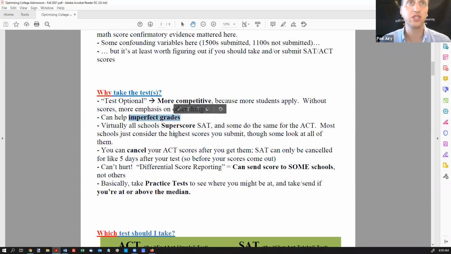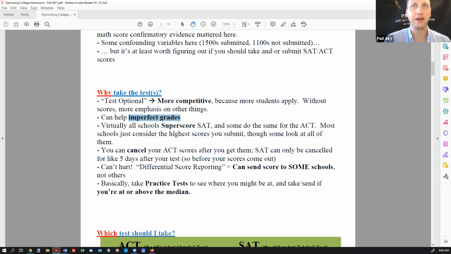Also, virtually all schools these days super score the SAT, which means you can take your best math score from one test and your best verbal score from another and combine them. Even if you never actually got a 1400, if you got a 700 on the math in one sitting and a 700 on the verbal in another sitting, you can combine them. Some do this for the ACT. It's a little weirder with the ACT because there's 4 areas. Basically, just check with your school.